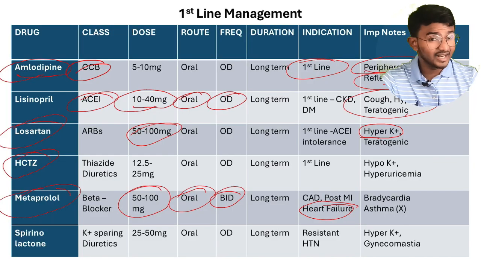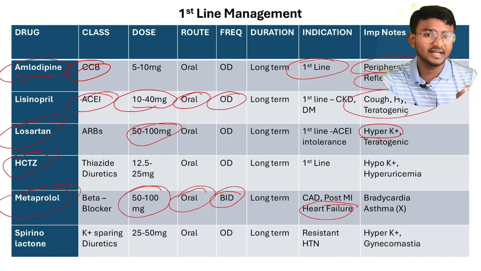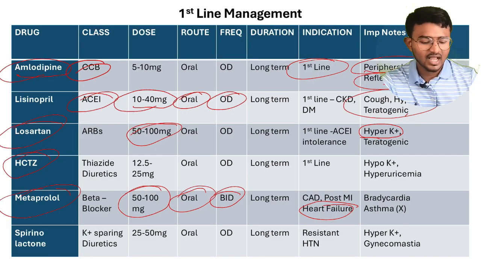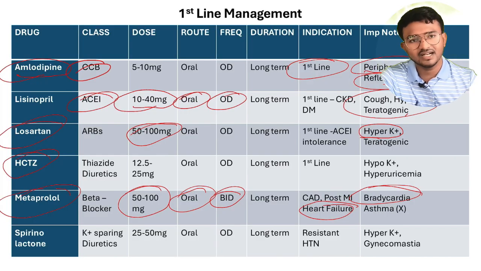But it is contraindicated in asthma patients because it can constrict the bronchioles, and the asthma will become severe. It can also cause bradycardia. These are the side effects.